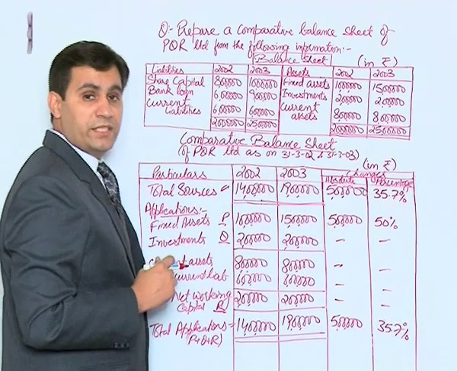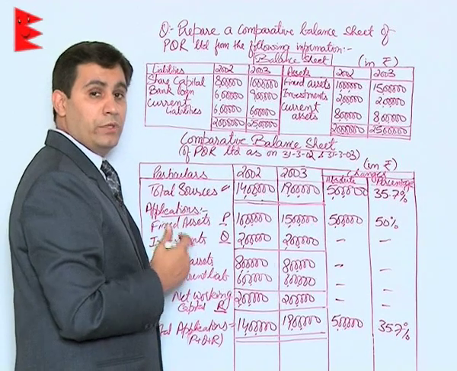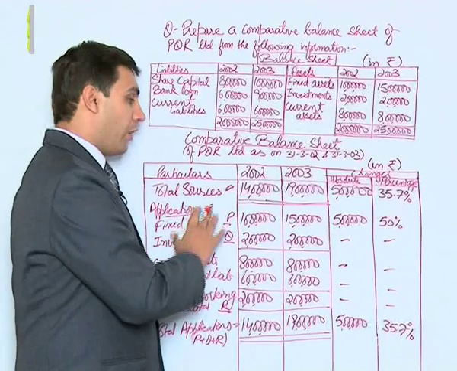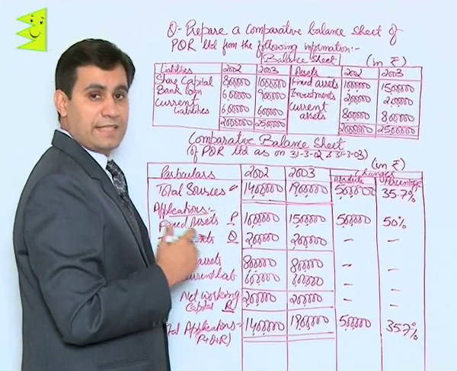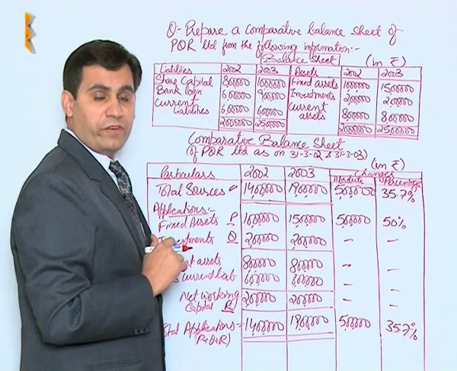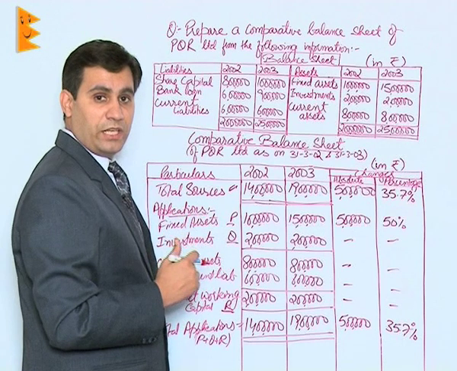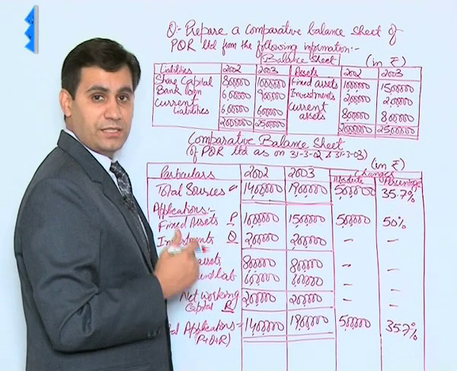So students, you can clearly see that in comparative balance sheet, what we are doing is we are calculating the percentage change of various values, that is various assets and liabilities, in the form of sources and application of funds, and actually analyzing what is their percentage change over the relevant previous years.